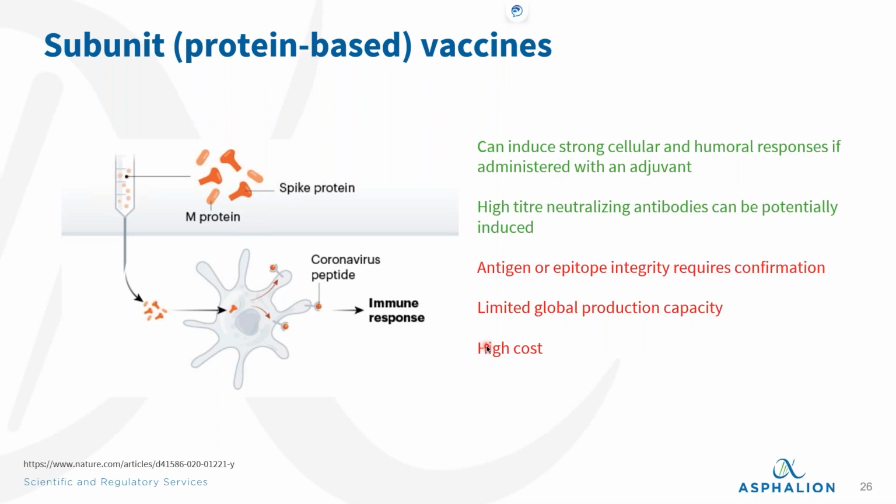Some of the advantages of these types of vaccines is they can induce strong cellular and humoral responses if administered with an adjuvant, and high titer neutralizing antibodies to specific regions of the virus can potentially be induced. Again, antigen and epitope integrity requires confirmation. There are some issues with global production capacity for these proteins, which is associated with a high cost.